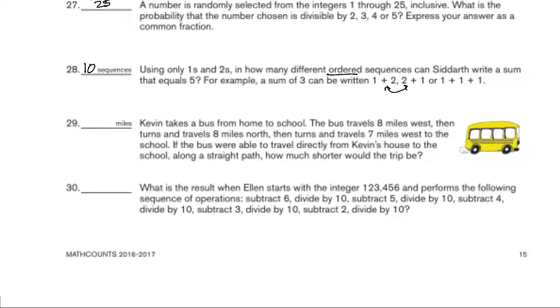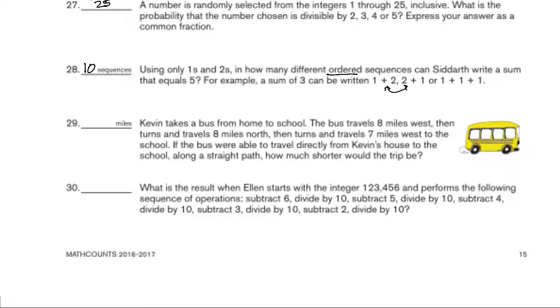Okay. Number 29. Kevin takes a bus from home to school. The bus travels 8 miles west, then turns and travels 8 miles north, then turns and travels 7 miles west to the school. If the bus were able to travel directly from Kevin's house to the school along a straight path, how much shorter would the trip be?